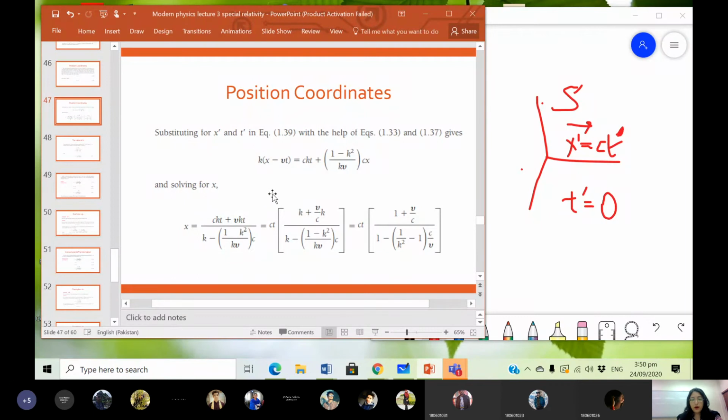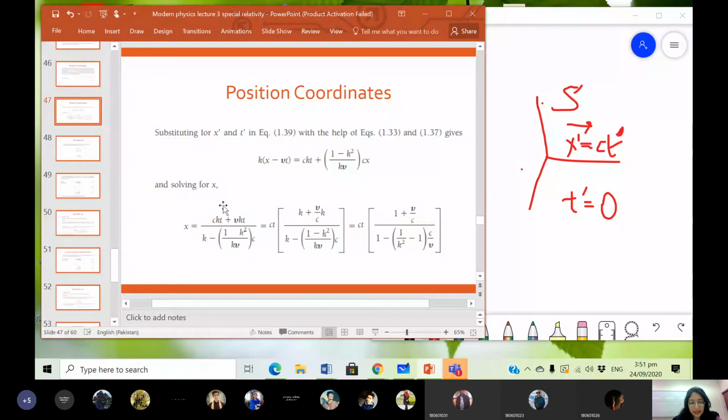C into kt plus this factor, okay? And now you solve for x, make x the subject of this equation. You have one x over here, there's no x in this term, there's one x over here. Rearrange this equation to make x the subject of the equation. And I expect that you will all do this algebra on your own as well to verify these equations. So x is equal to this thing.